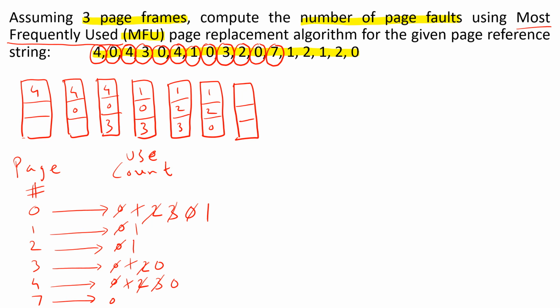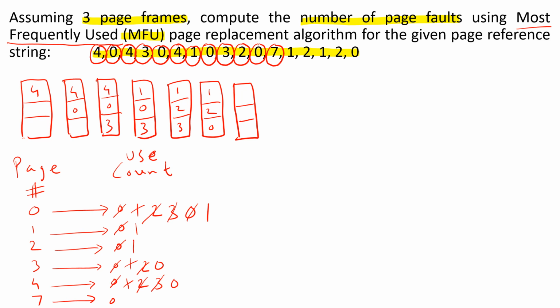Now look at the use count of 1, it's 1. Use count of 2, 1. Use count of 0 is 1. So all pages have been used equally, right? So there is a tie, right? How do you resolve the tie? Using FIFO, that is first in, first out.